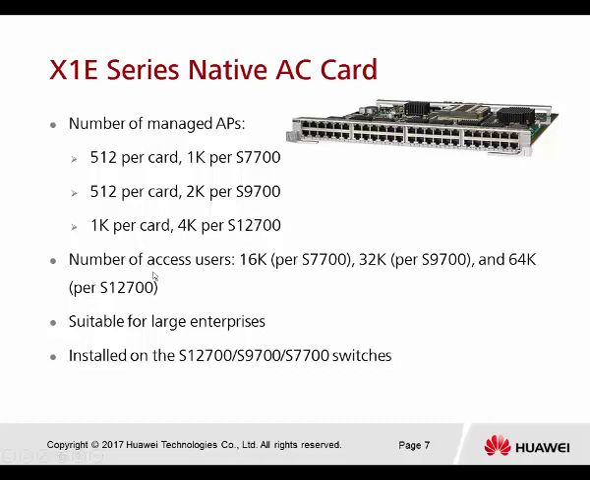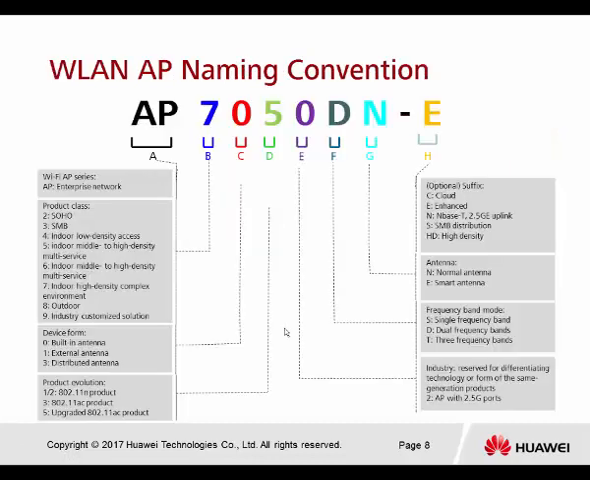The number of access users is 16,000 for one, but this depends on the model we have. The 7700 series is only 16,000. For another model, the 9000 series is 32,000. The 12,000 series is much better. It can support 64,000. So this is very suitable for large enterprises. And here, this is the naming for the AP.